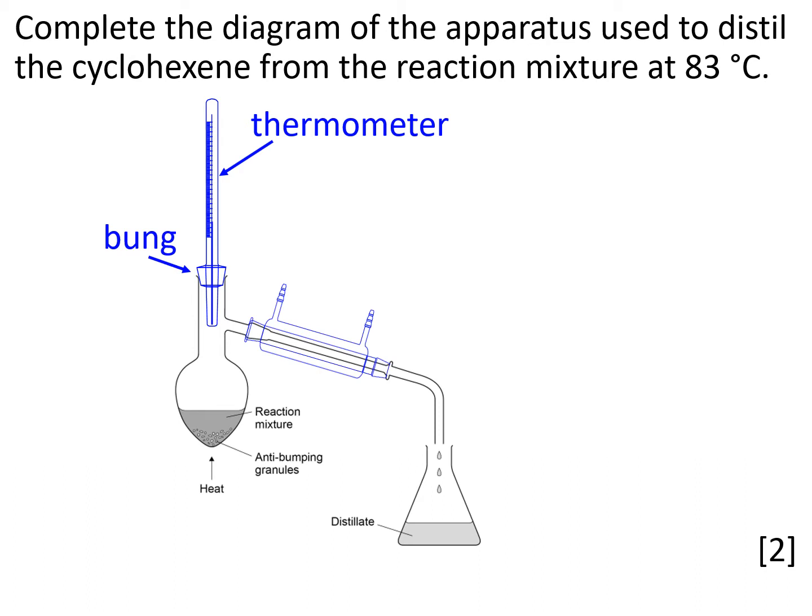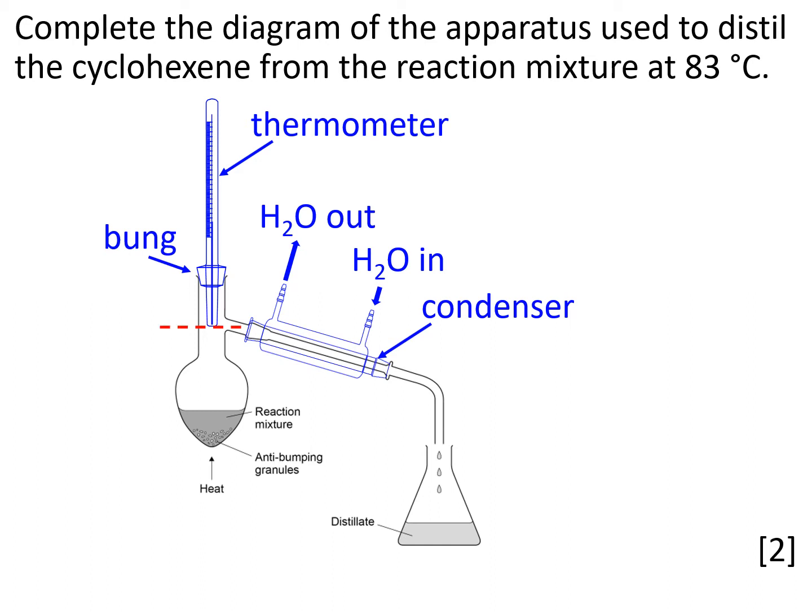We then have to put on the condenser, label up that it's a condenser, and it's essential that we put in the water going in at the bottom and out at the top. The other thing that you must be aware of is that the bottom of the thermometer is at the junction, if you like, between where the gas can condense and roll down or can dribble down the condenser. So that's why I put that dotted line in there.